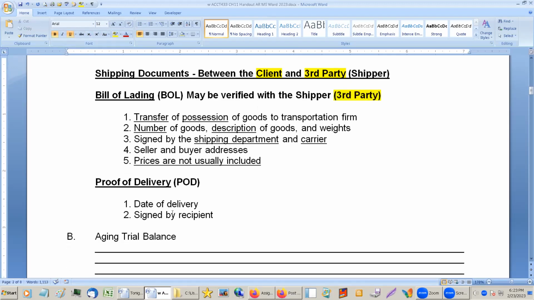Okay, there's also a proof of delivery, and the proof of delivery will have the date of delivery and be signed by the recipient. This could also, again, I know everyone's used to now seeing like Amazon and whatever, they take a picture of it.